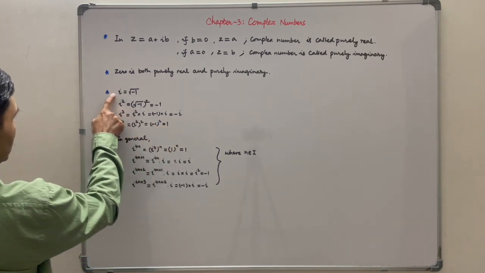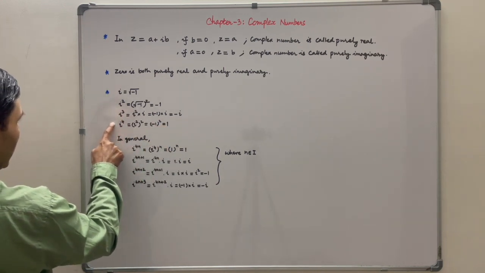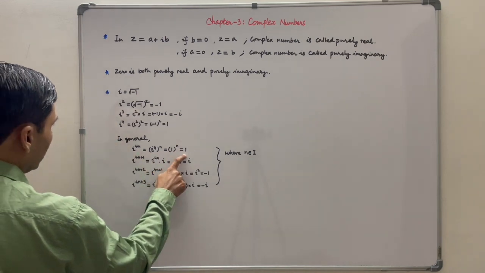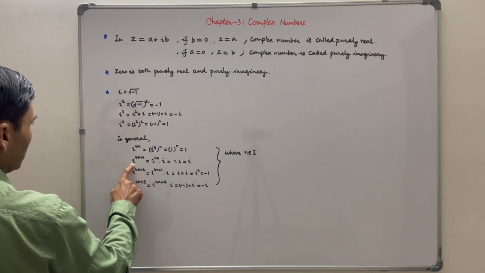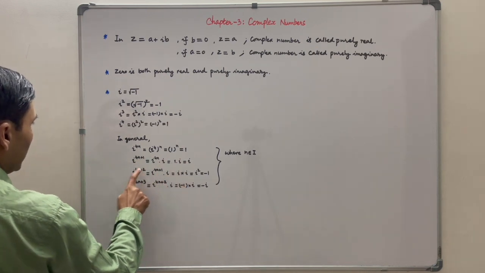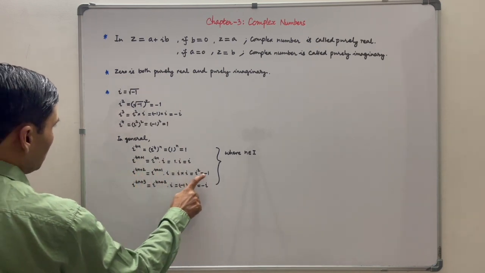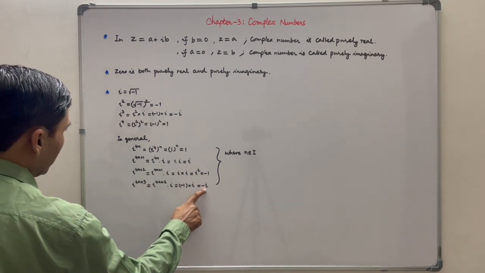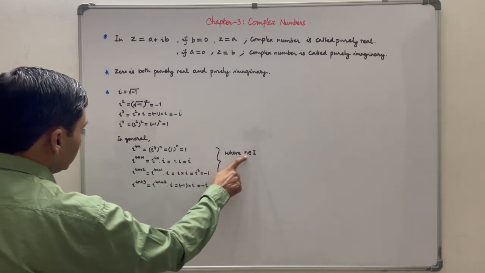You need to keep these 4 values in your mind. In general, i to power 4n is equal to 1. i to power 4n plus 1 is equal to i. i to power 4n plus 2 is equal to minus 1, and i to power 4n plus 3 is equal to minus i, where n is an integer.